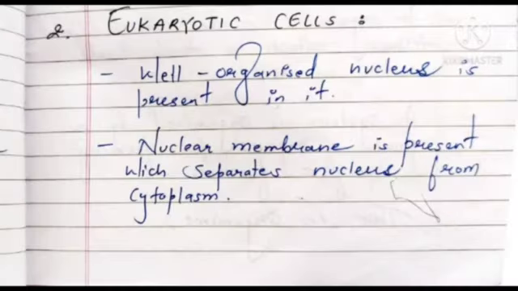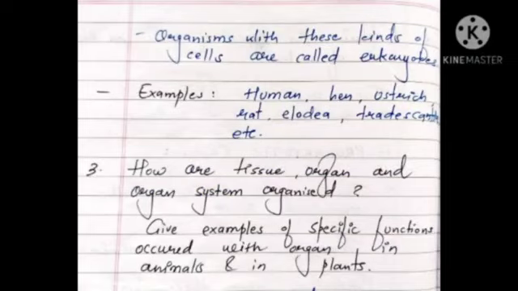Second one is eukaryotic cells. A well organized nucleus is present in it. Nuclear membrane is present which separates nucleus from cytoplasm. Organisms with this kind of cells are called eukaryotes. For example, human, hen, ostrich, rat, Elodea, Tradescantia, etc. are the examples. Third one is, how are tissue, organ and organ system organized?